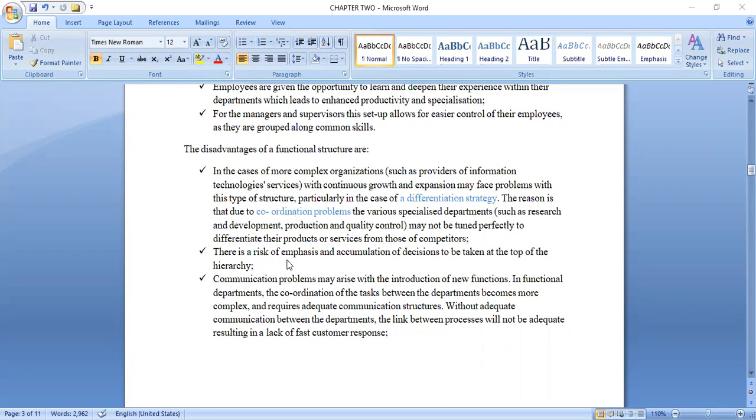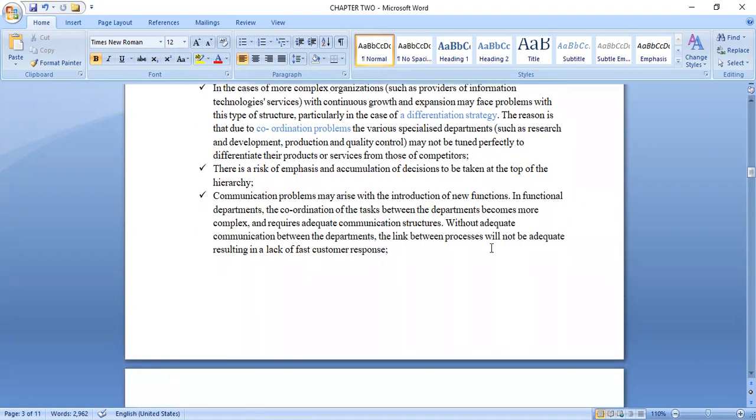And secondly, also, at the end of the day, we realize that with the functional structures, it only has emphasis and accumulation of decisions to be taken by the top level hierarchy. In other words, it is a vertical differentiation of division of labor, where we see that, for example, in terms of decision making, it is the top level manager at the top of the hierarchy who is managing decisions.